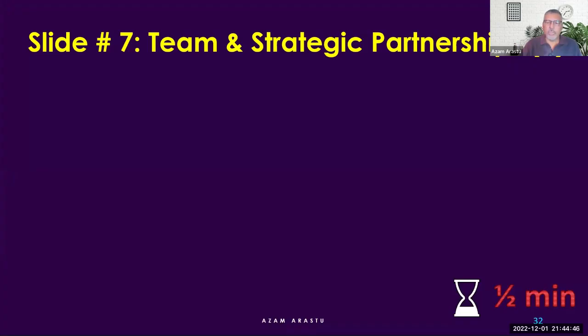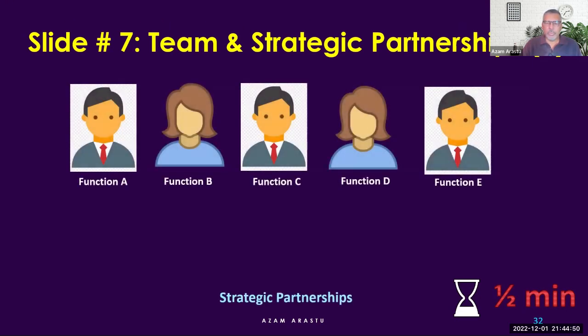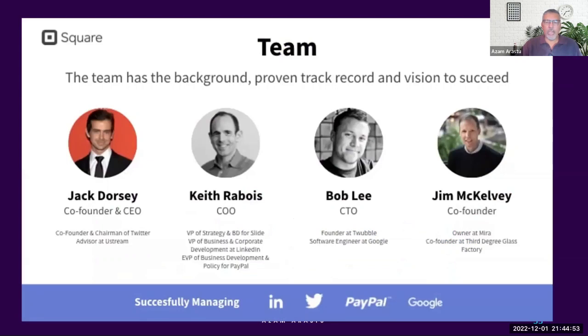Hopefully that might help a little bit. Next is team relationships. This is pretty much straightforward, and an example is very simple. The key thing to remember is that the team you have has a proven record and a vision to succeed, and show what their contribution to the team is.